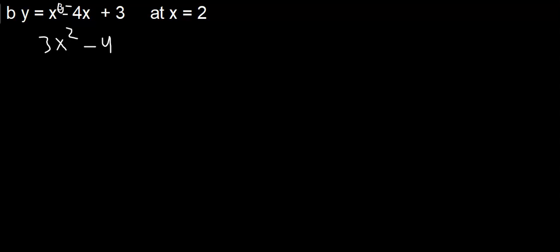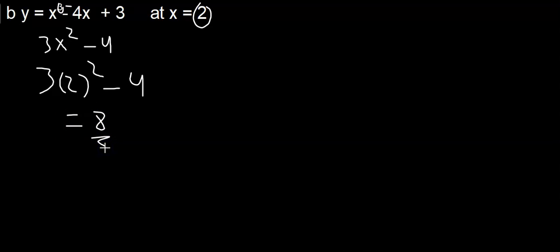After that, I'm going to put this 2 in my x spot. So it becomes 3 times 2 squared minus 4. 2 times 2 is 4, and 4 times 3 is 12. 12 minus 4 is 8. So 8 will be my slope. The slope value is 8.